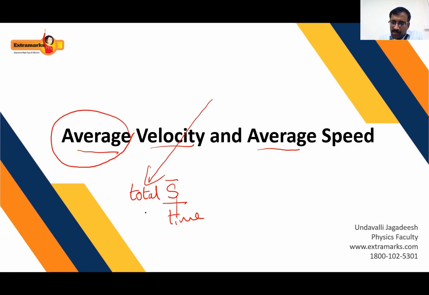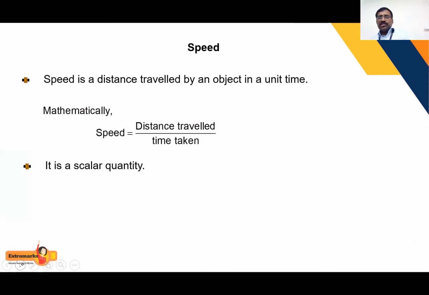Average always represents total by total. But here it is velocity for displacement, and here it is speed for distance. Now, generally, speed is the distance traveled by an object in unit time. Mathematically, speed is distance by time. What do you mean by distance? Yes. What do you mean by time? T. Got it? And the unit, as you know, is meter per second, SI units or MKS.